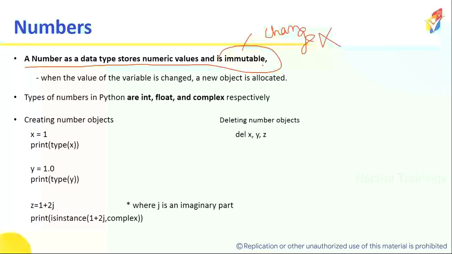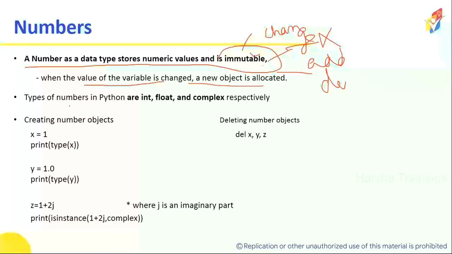Okay? We can't touch it. You can't add any data. You can't delete any data. You can't change the data. This property is called immutability. When the value of a variable is changed, a new object will be allocated.